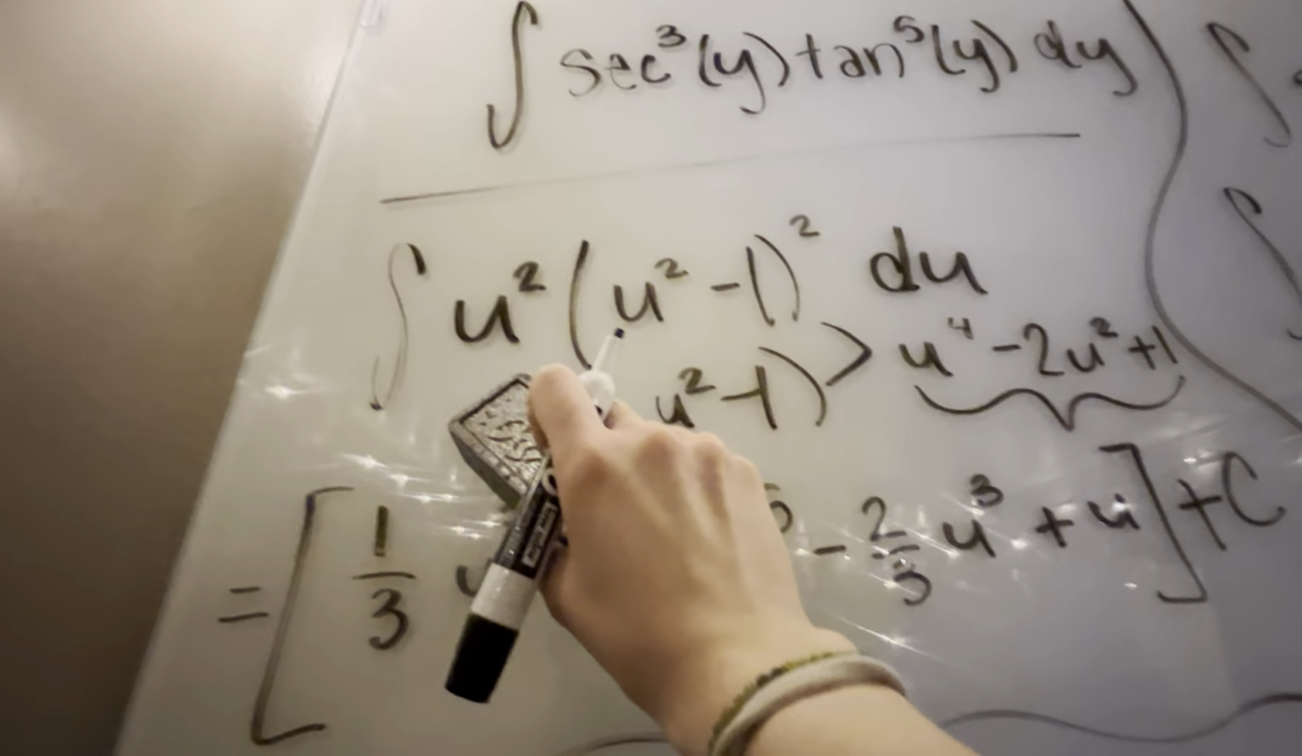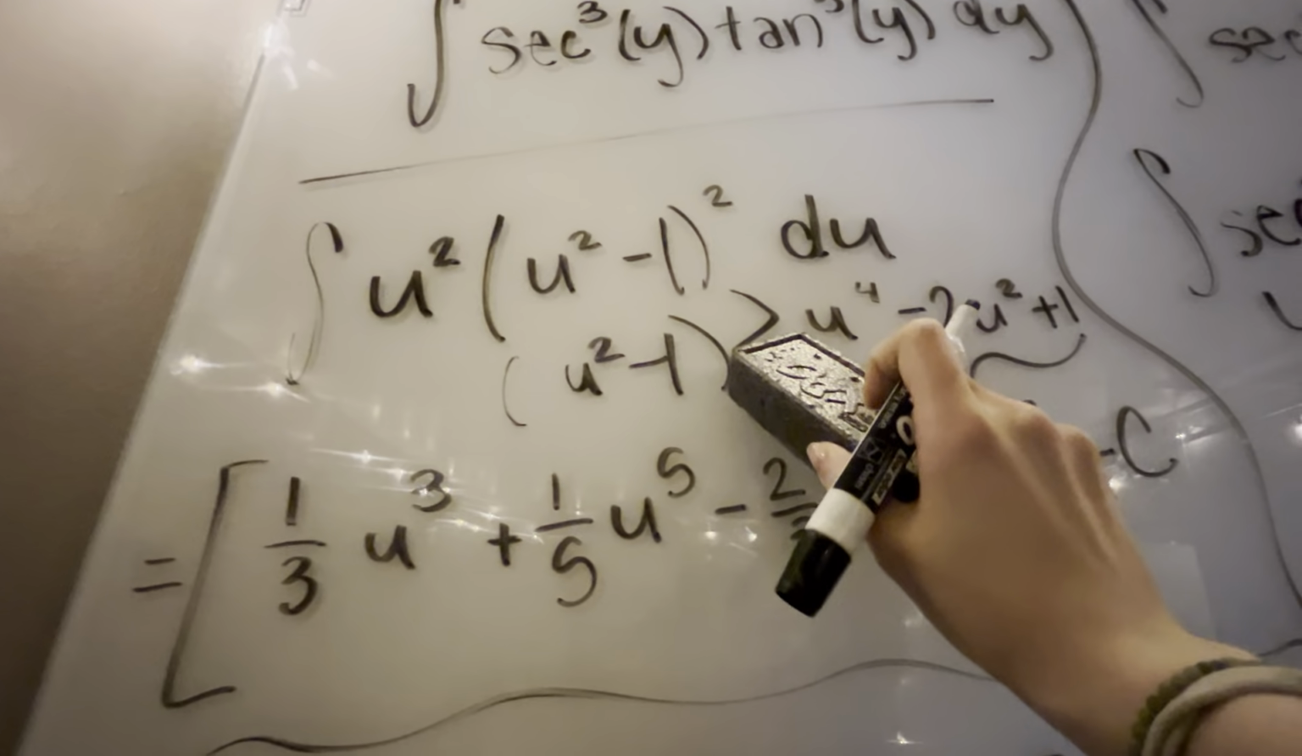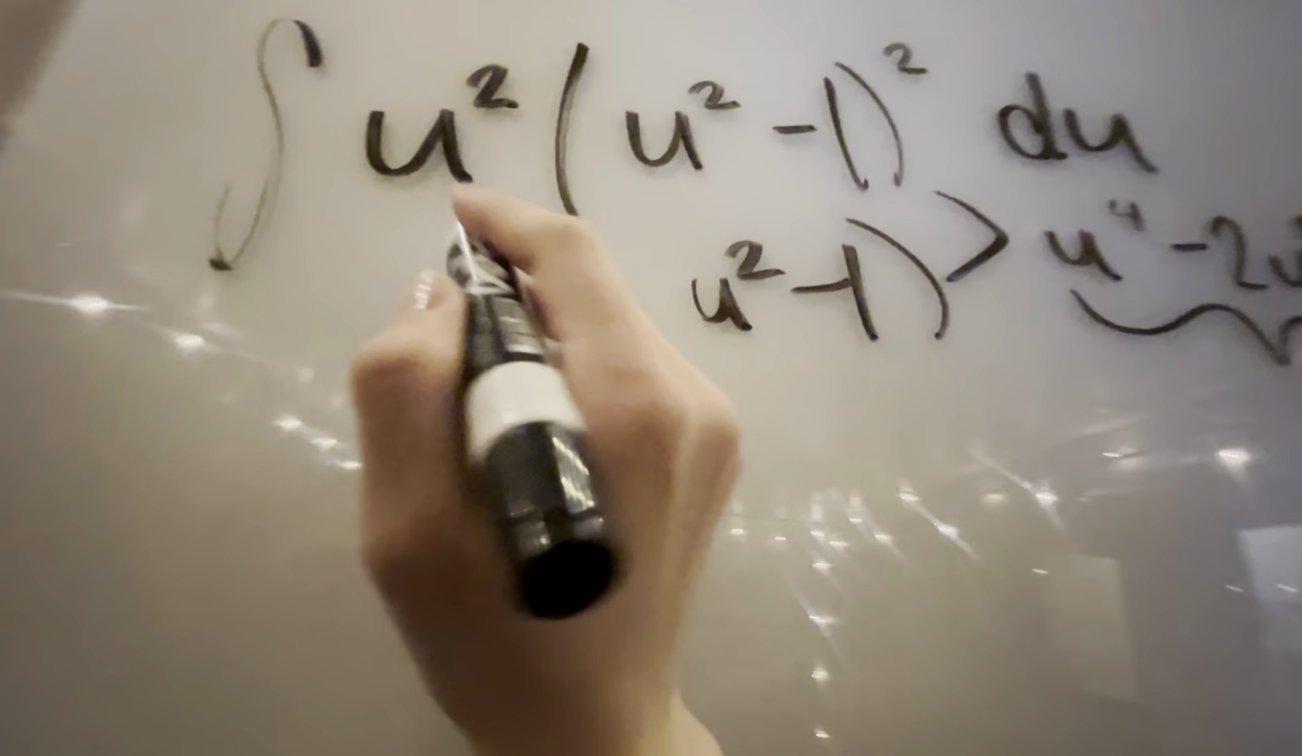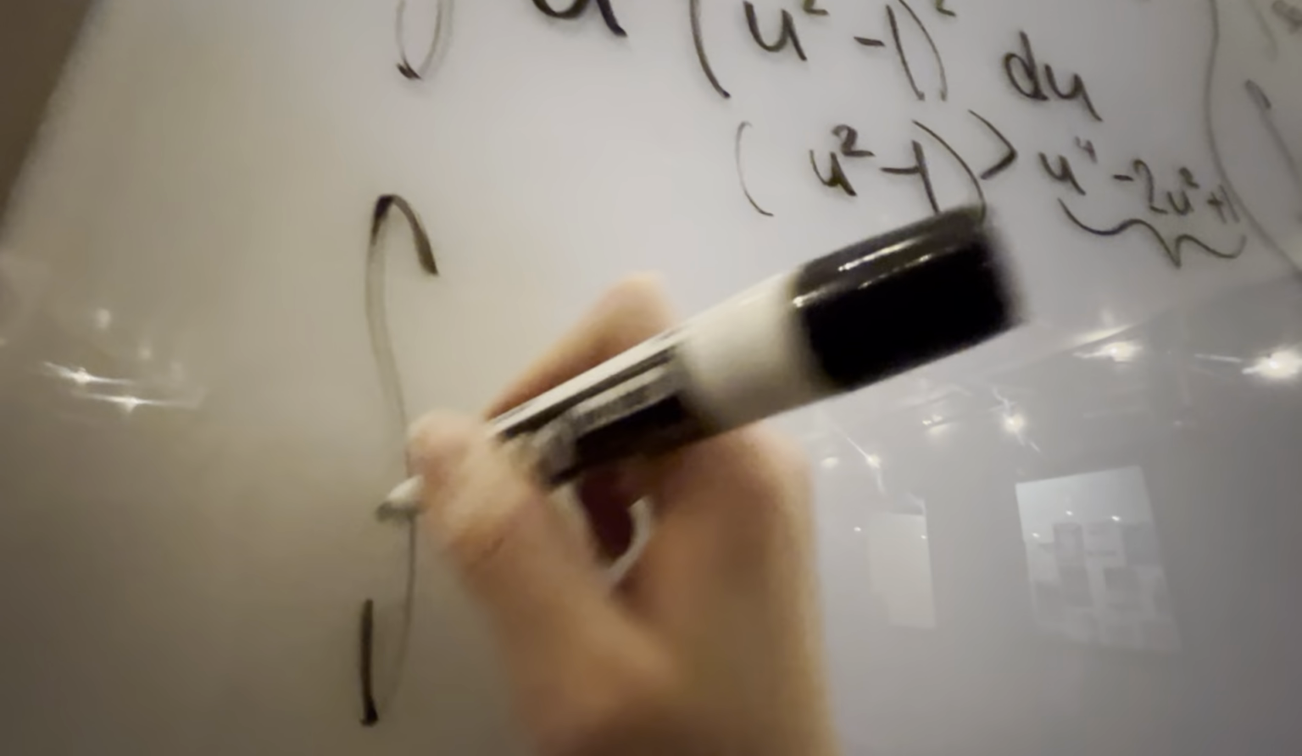Okay, so one mistake I made is that the u squared multiplies by this once it's FOILed out, so this is not correct. And we'll have to expand. Someone just slammed a door. We'll have to expand this u squared out before we actually integrate.